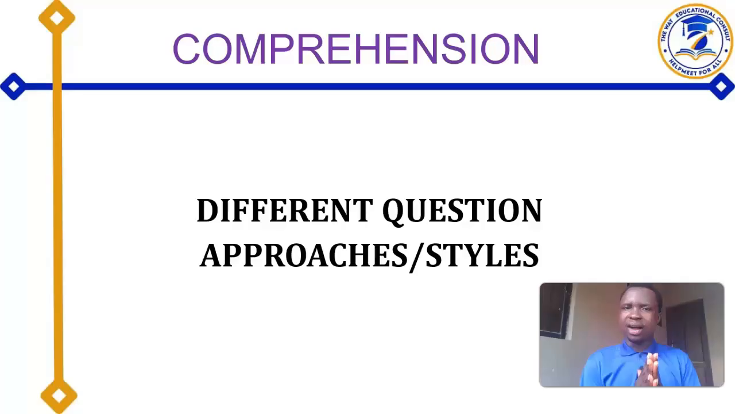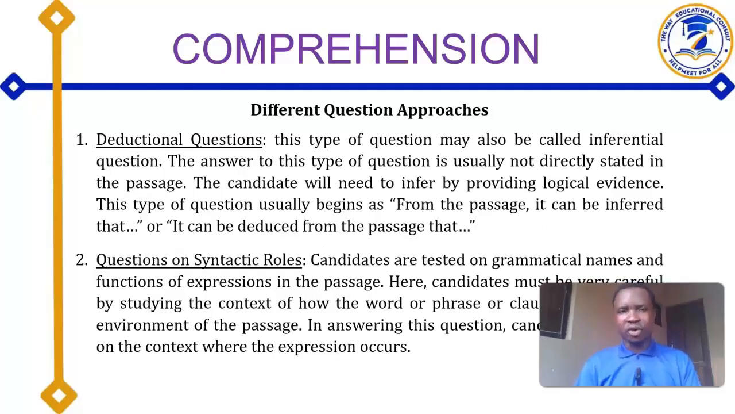I've been looking at comprehension passages and the different question approaches. In the last class, we were able to focus on the first four question approaches. We learned about deductional or inferential questions, right? That the answers are not directly in the passage, but the summary of the event that happened. And then we also looked at questions on syntactic rules, and I recommended a mastery of class sessions on parts of speech, phrases or groups, as well as clauses in English. It will help you to be able to answer questions directly on syntactic rules.